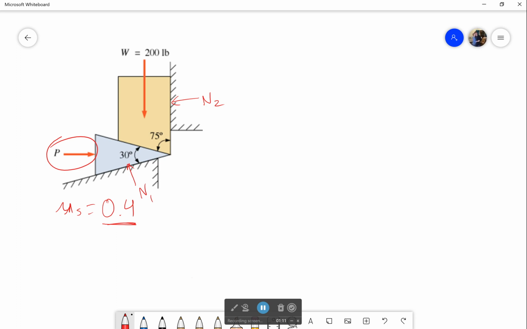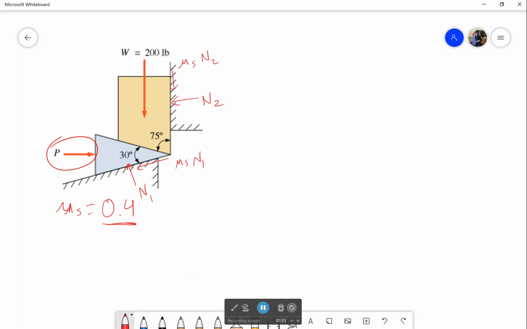Also, if motion is impending up the hill, there's going to be a friction, which will be frictional force 1. And there will be a friction right here, which will be frictional force 2. We also know that since motion is impending, all these frictional forces have reached their max. So that makes things a little bit simpler. I believe this all looks pretty good.